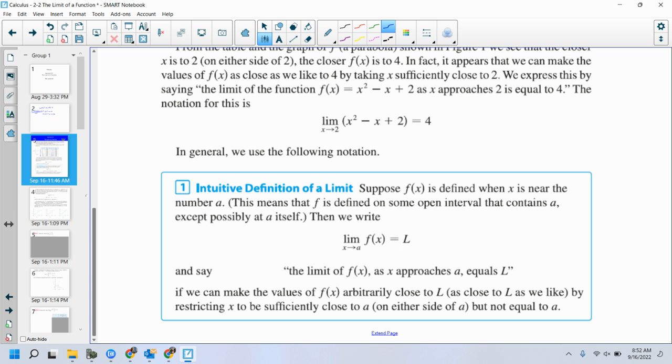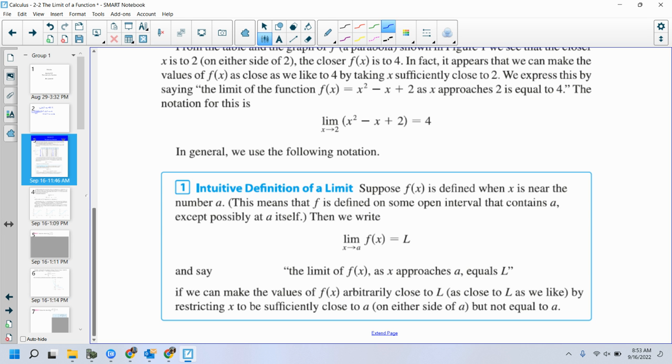so this is the notation that we can use. This is the notation that we use. We write lim x, and tell me what it's going to. The limit as x approaches 2. And then inside the parentheses, we write the function that we are investigating. And then on the other side is what the function is leading to. Okay, so this is how we read this. The limit as x approaches 2 of x squared minus x plus 2 is 4. Okay, that's how we read that.